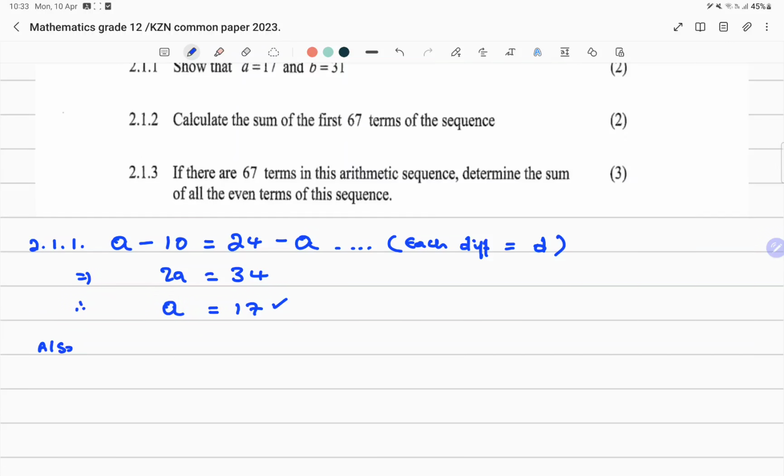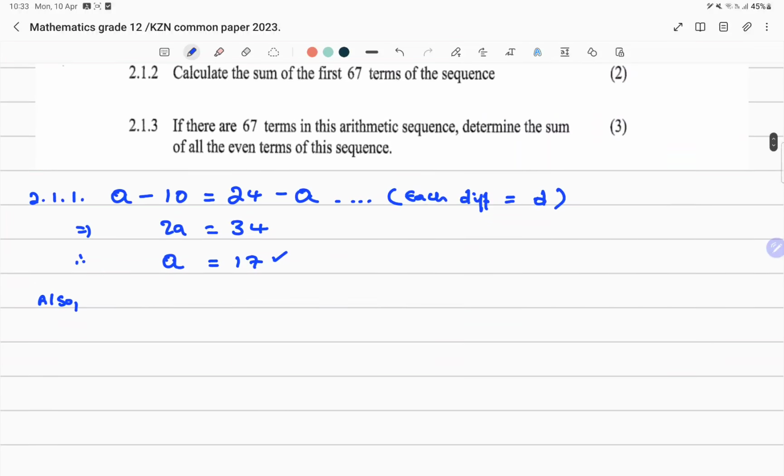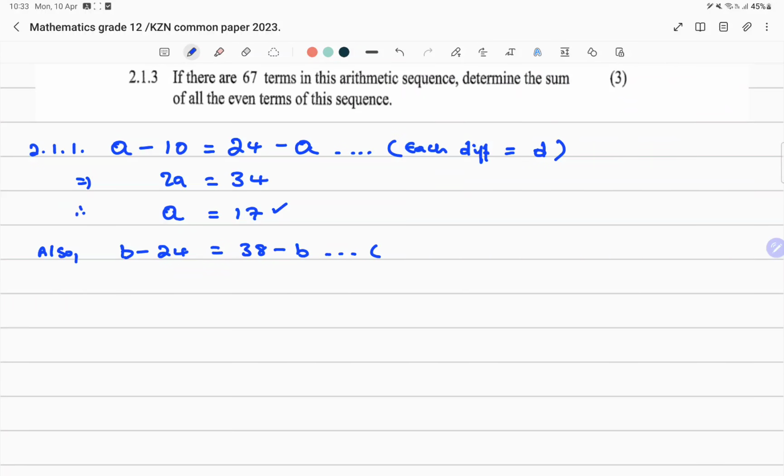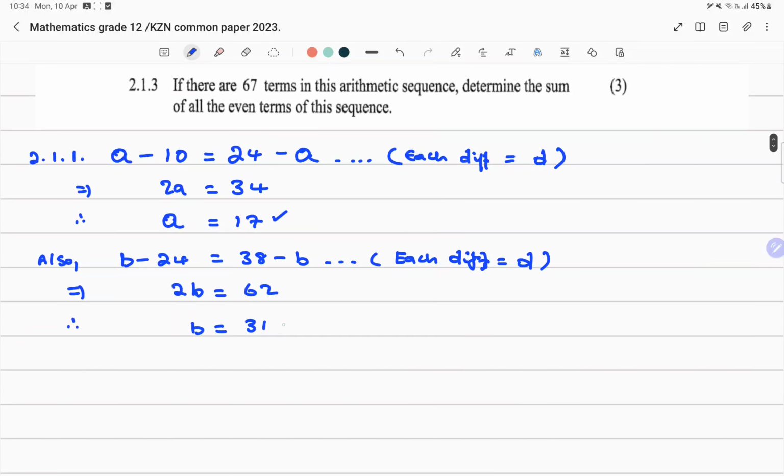We can do the same smart thing and say b minus 24 should be equal to 38 minus b, right? Each difference is equal to the common difference. This implies when we transpose b, we get 2b equals 38 plus 24. That should be 62. Just double check: 38 plus 24, yes, it's 62. Therefore b is 62 divided by 2, which gives us 31. And that is exactly what we were supposed to find. So that's the second mark.